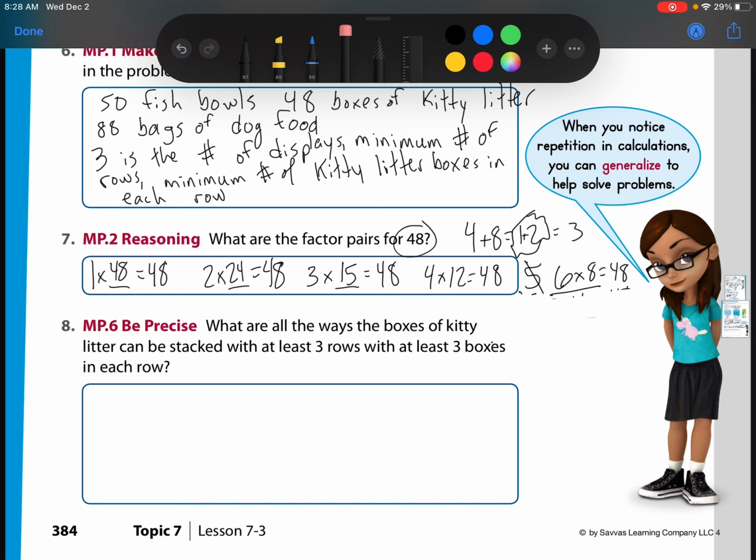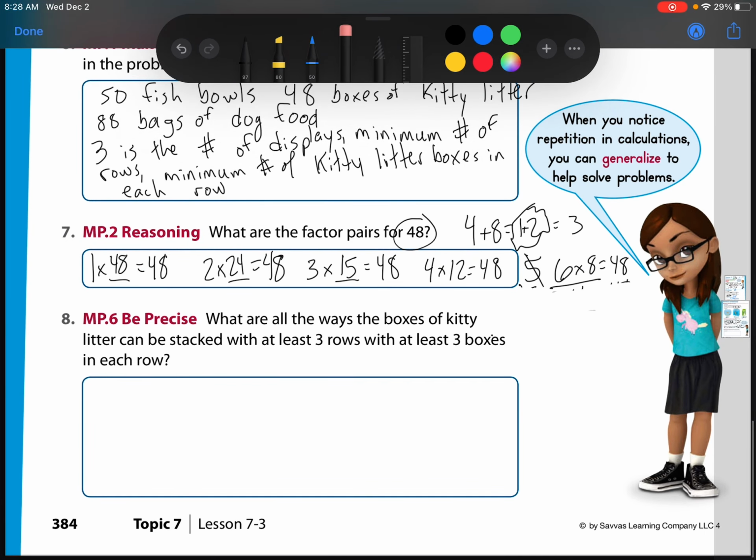So now let's head to our last portion down here. It says, what are all the ways the boxes of kitty litter can be stacked with at least 3 rows with at least 3 boxes in each row? Well, let's look up here. I'm going to highlight the ones that we can't do. Can't do that. Why? Because it only has 1 row and it needs to have 3. Can't do that because it only has 2 rows.